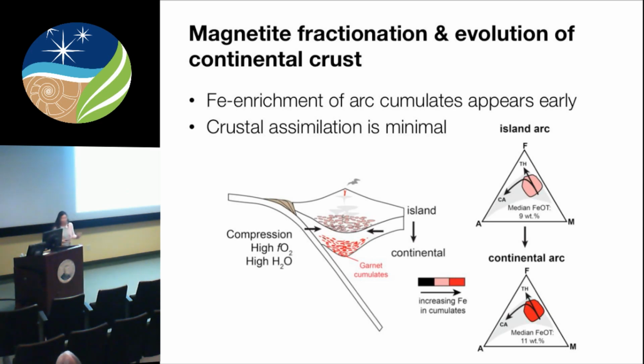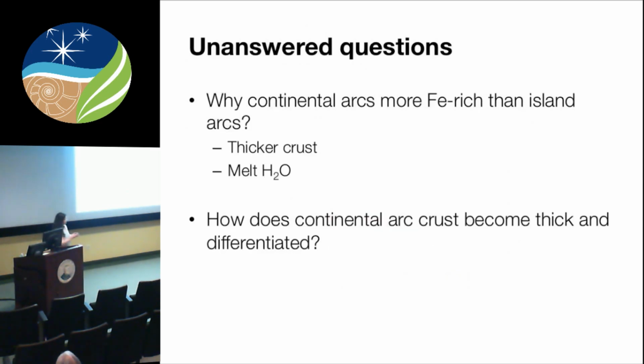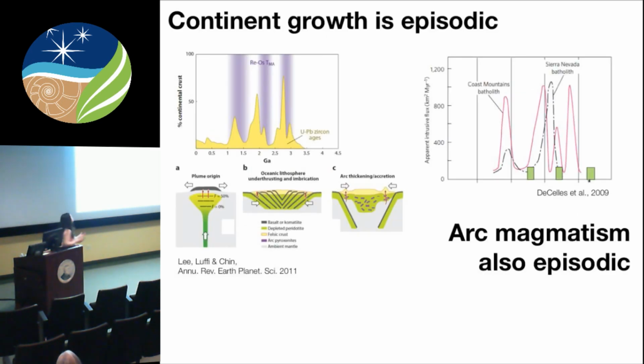So that's a remaining question that we're going to pursue next. Why are these continental arcs more iron enriched than island arcs? The roles of thicker crust and perhaps melt water content are two ideas. So the next question I wanted to address is, there's evidence that we know continental crust is thick. So how does it become thick, and how does it become differentiated? I'm going to explore that question by looking at the deep lithosphere again.